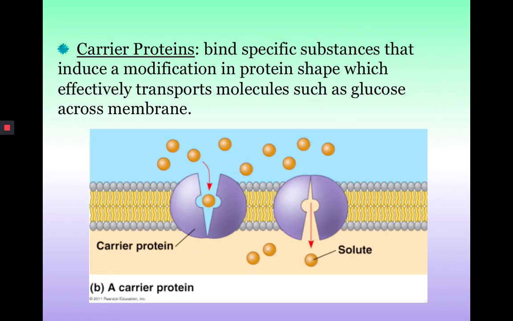Carrier proteins bind specific substances that induce a modification in the protein's shape, which effectively transport molecules such as glucose across a membrane. I'm going to ask you this question. You should make sure you know it. What causes the change of shape of the carrier protein? Have an idea.